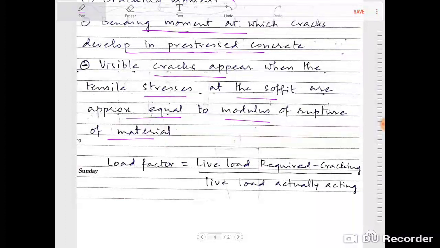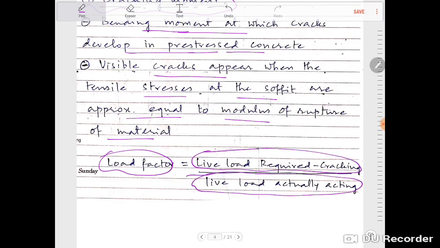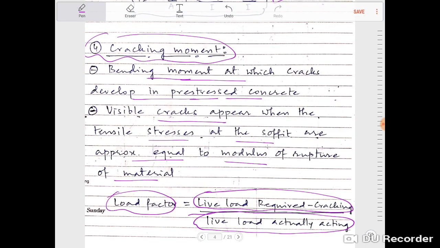Then what is the load factor? Load factor is nothing but the factor of safety, you can say. It is the live load that is required for cracking divided by the live load that is actually acting, right? So the maximum live load that you can apply divided by the live load that is actually acting on the member. And as I told you already, in actual sense, cracking moment is defined for live loads. When you apply live loads, the value of the live load at which the visible cracks are going to appear is nothing but cracking moment.